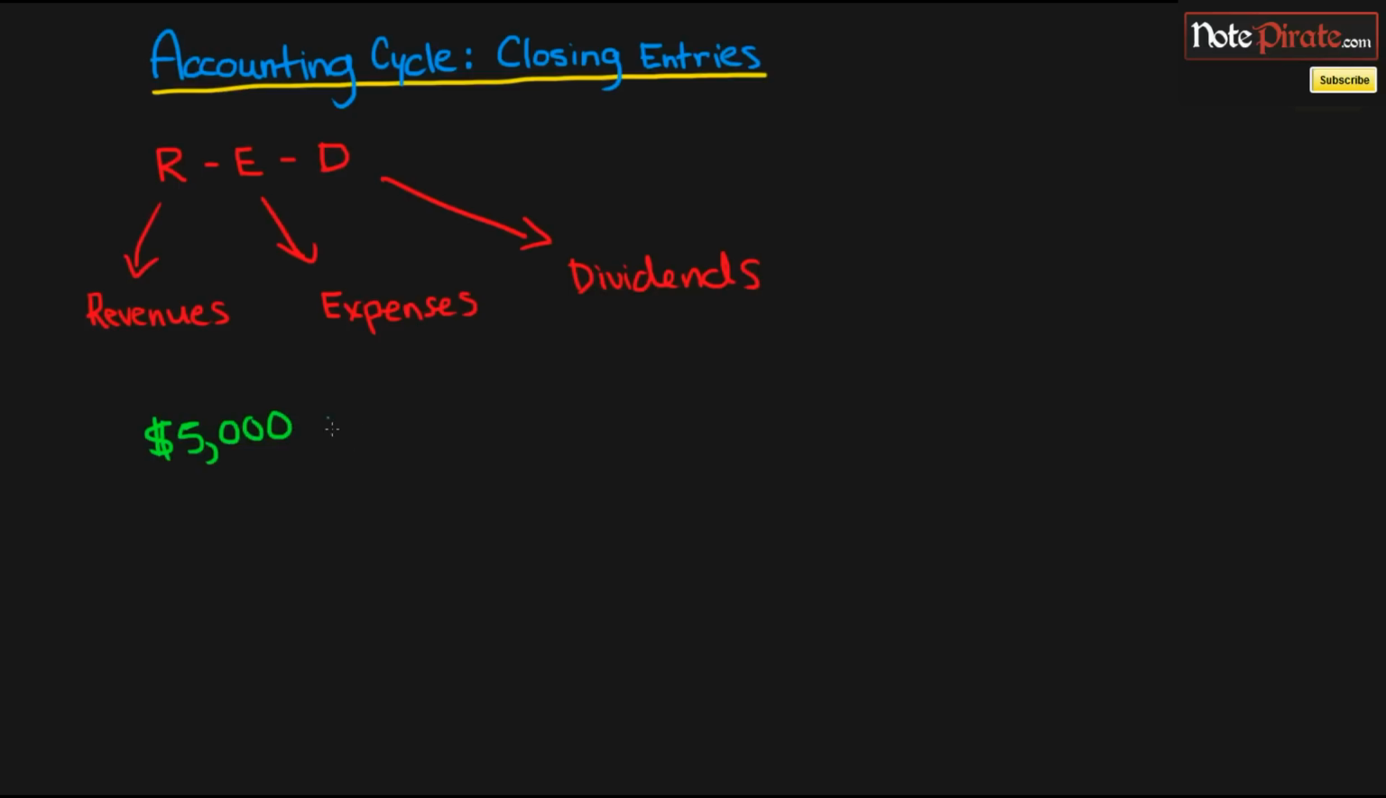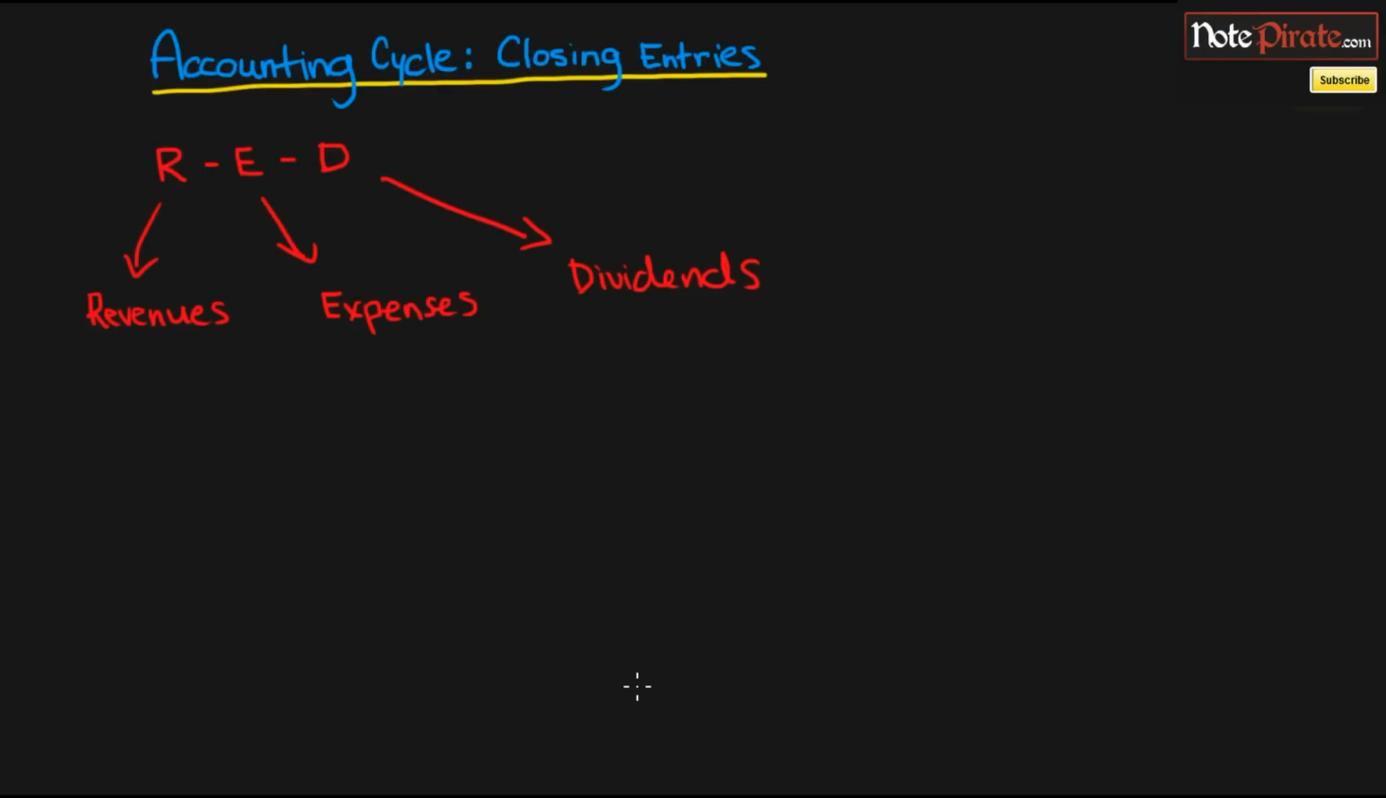$5,000 of revenue, and you remember that revenue does have a credit balance. In order to bring this balance down to zero, we're going to do the opposite by debiting revenue by $5,000. That way, we're going to have a final balance of zero, and our temporary account will be zeroed out. So that's exactly what we're going to do in this tutorial.